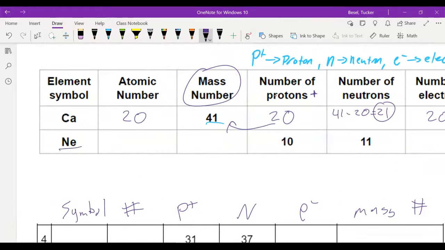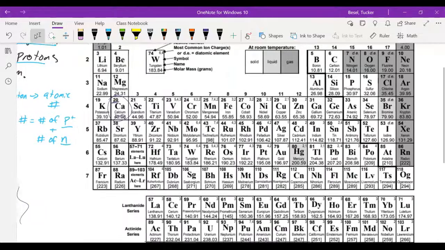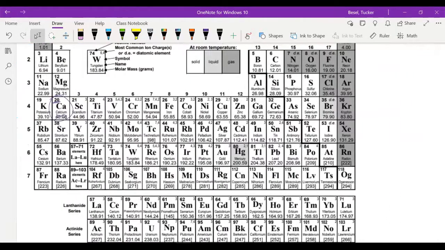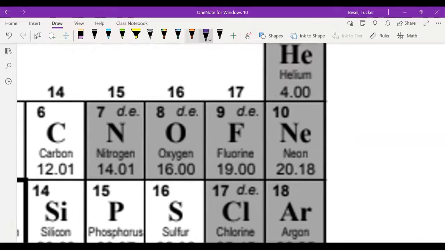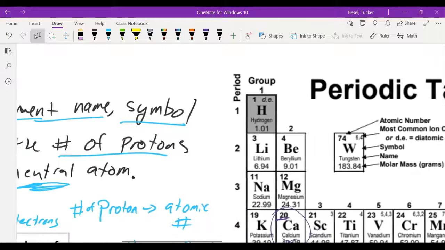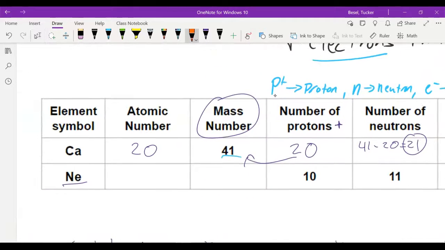Ne, that element is neon. I just happen to know that off the top of my head, but you're going to want to look at the periodic table. And we'll see that it's a noble gas. It's all the way off to the right-hand side of the periodic table, right here. And again, average atomic mass, not the mass number, so we're not going to use that. And this is element number 10. So when I come back to my chart here, I'll say the atomic number is 10.